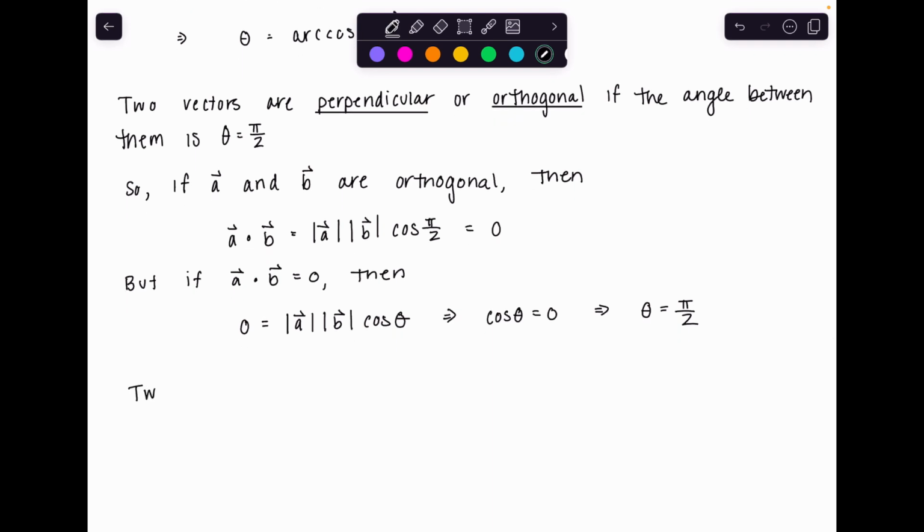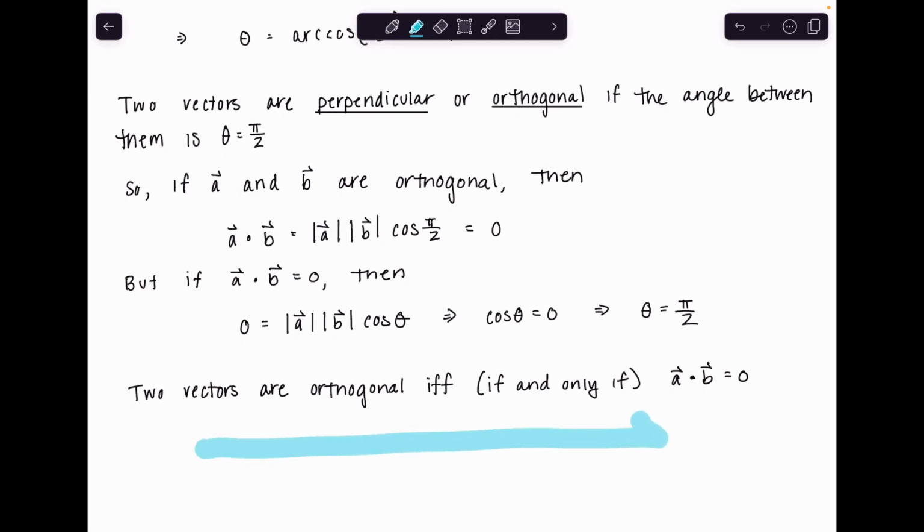So what we ultimately say is two vectors are orthogonal if and only if, which we abbreviate to IFF, their dot product is 0. And again, this statement means you can read it either way. Two vectors are orthogonal, then the dot product is 0. If the dot product is 0, that means the two vectors are orthogonal. So you can read the sentence as an if-then either way.